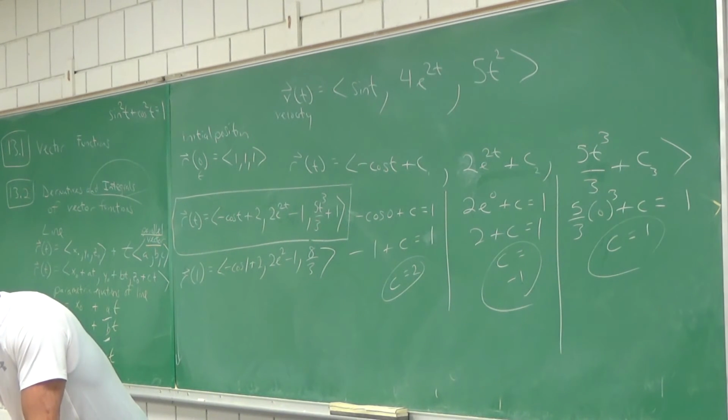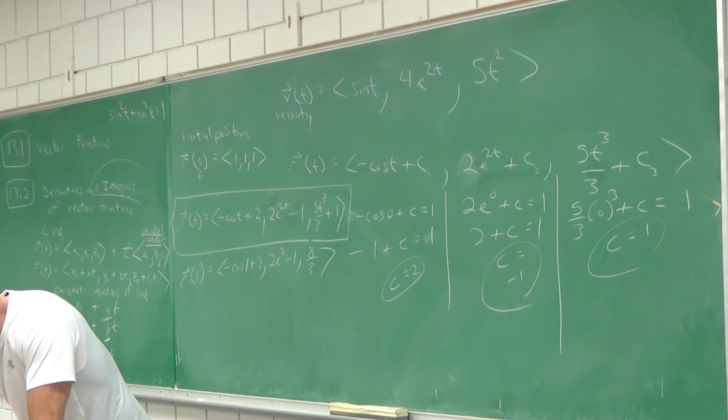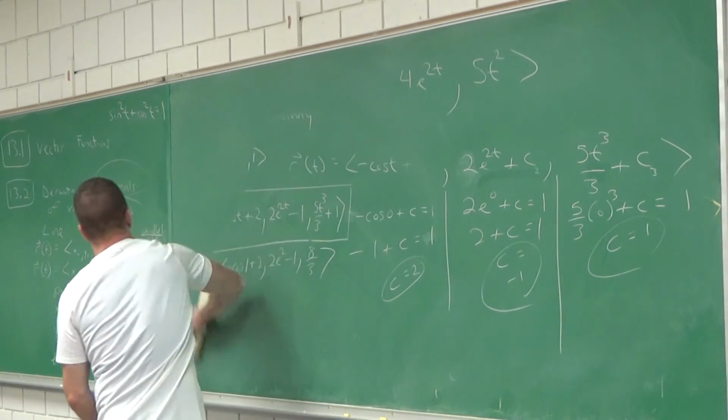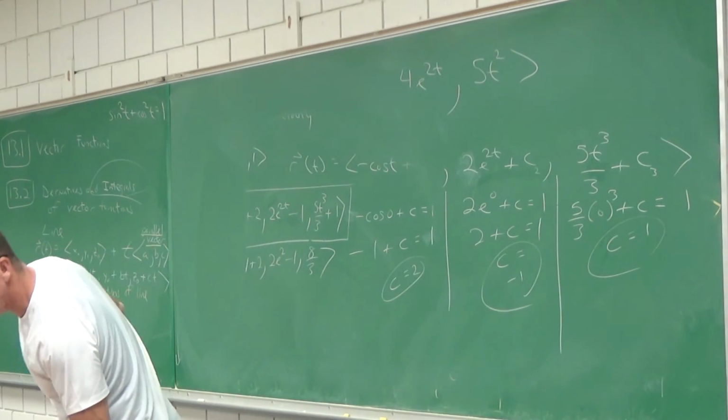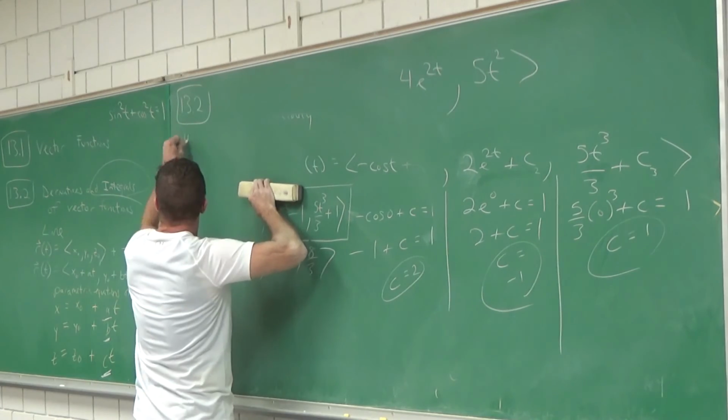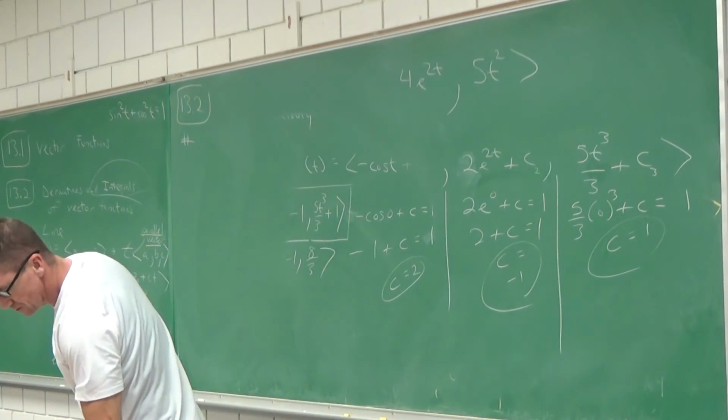Don't worry, if I don't find a good problem out of here, I'll just make one up. 13.1, got it? Find the angle of intersection. 13.2. Here you go. This is on page 852, 13.2, number 33.